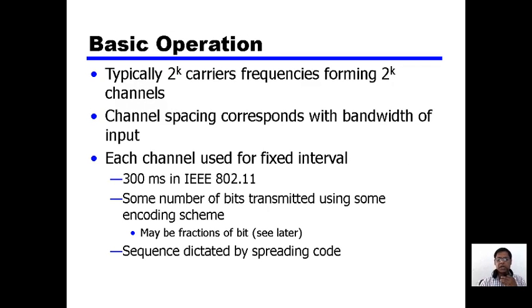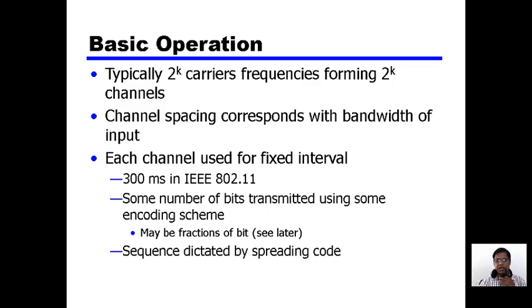Basic operation. So what happens in the basic operation? Typically 2 to the power of k carrier frequencies form 2 to the power of k channels. So the total number of channels is equal to the number of carrier frequencies. And channel spacing corresponds with the bandwidth of the input. Each channel corresponds to a bandwidth.